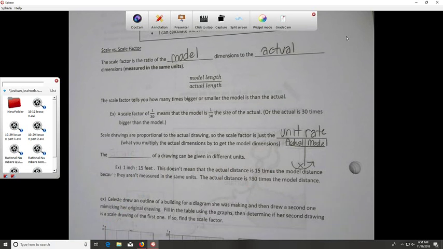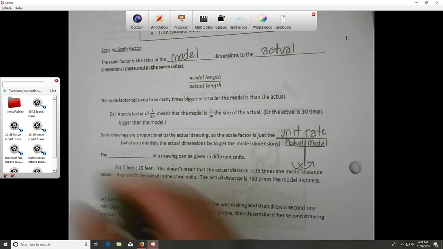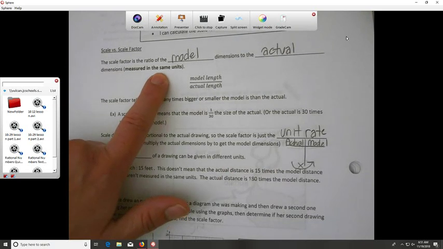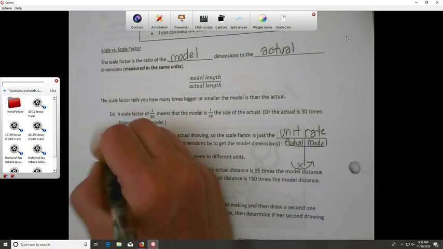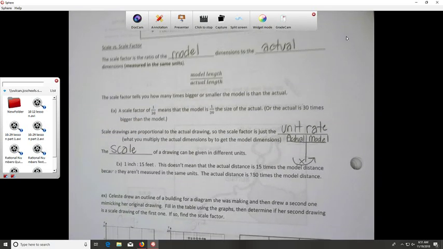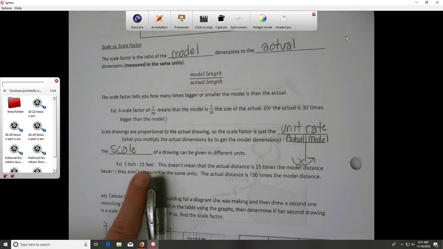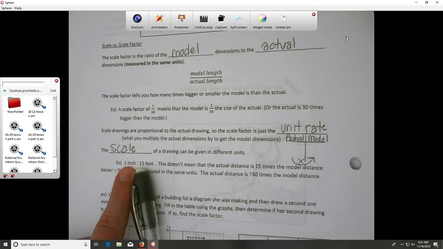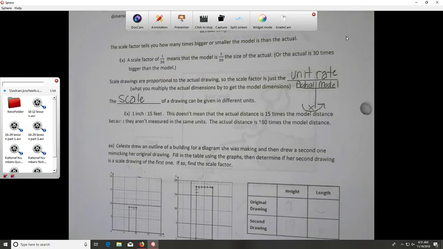The difference between scale and scale factor is that the scale factor has to be measured in the same units, both inches, both feet. The scale of a drawing can be in different units. For example, 1 inch to 15 feet. That doesn't mean that the actual thing is 15 times bigger than the model, because they're not measured in the same units. Alright, so let's look at an example here.